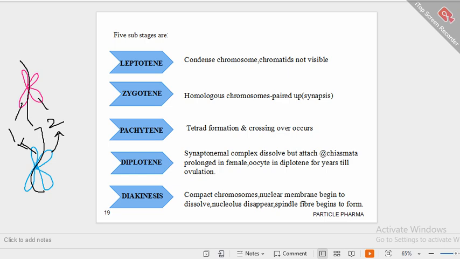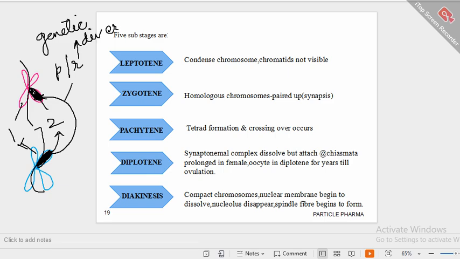What will happen in pairing in prophase 1 is that the genetic material present on this sister chromatid, on this single sister chromatid, will start getting transferred to this sister chromatid. This process is known as pairing or recombination, due to which we see genetic diversity. That's why there will be different offspring. Even if they are siblings, there will be differences between them due to this process.